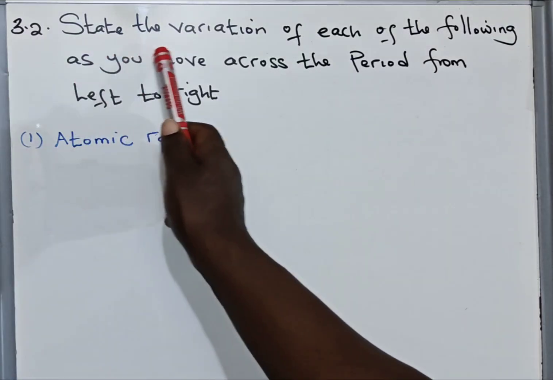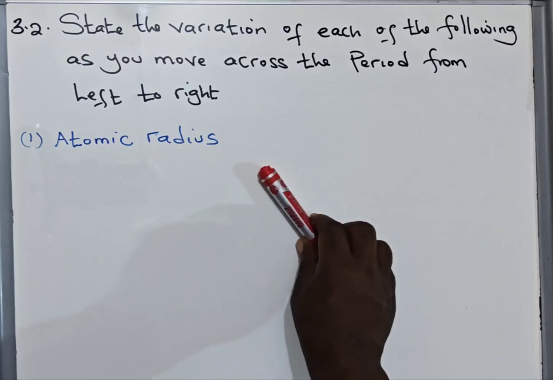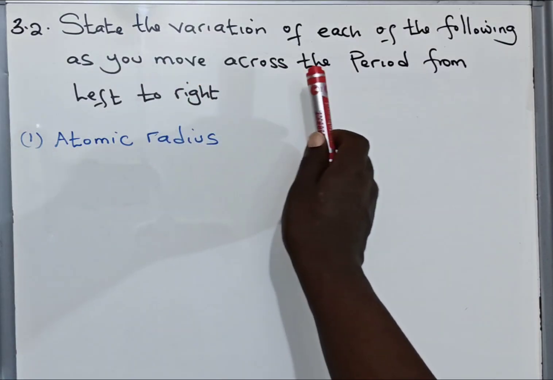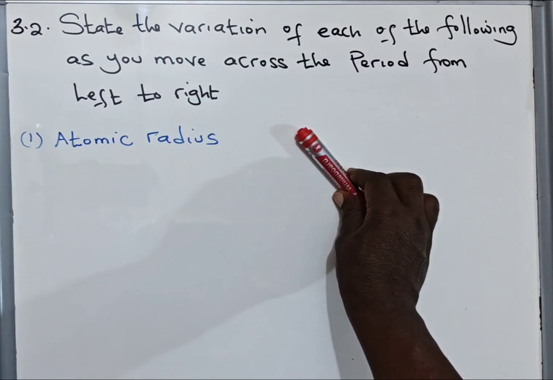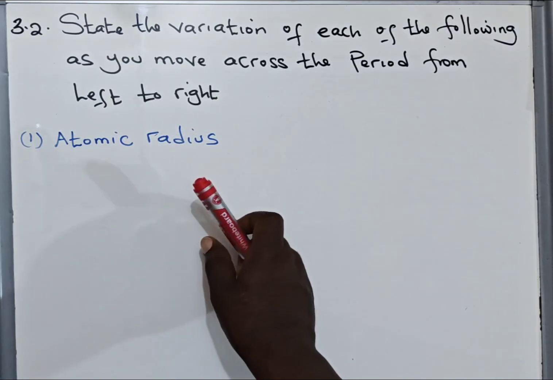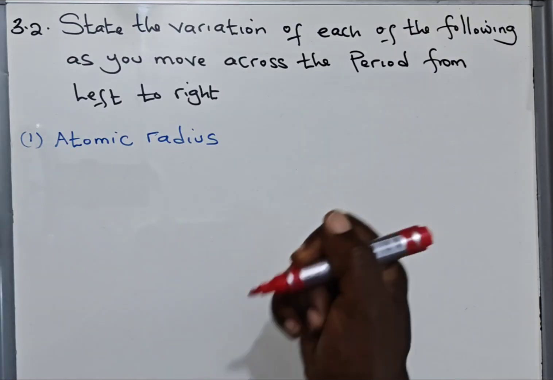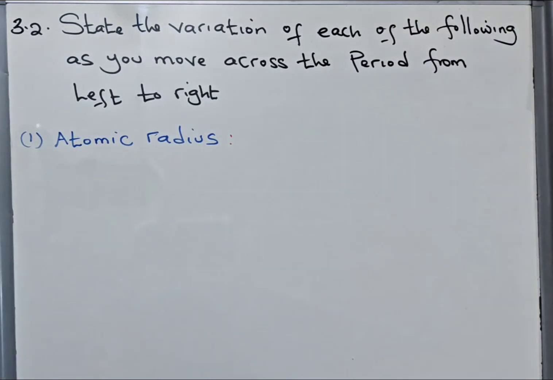Today we're looking at this question. It's a grade 10 question. It says, state the variation of each of the following as you move across the period from left to right. The first one is atomic radius. What happens to atomic radius as you move across the period from left to right? The answer is decrease. The atomic radius decreases.